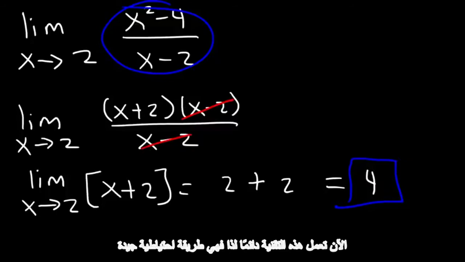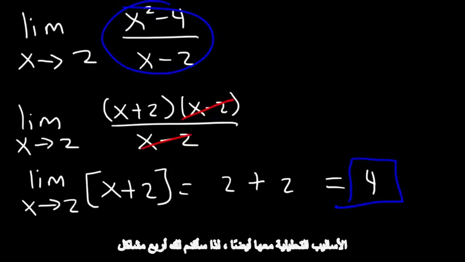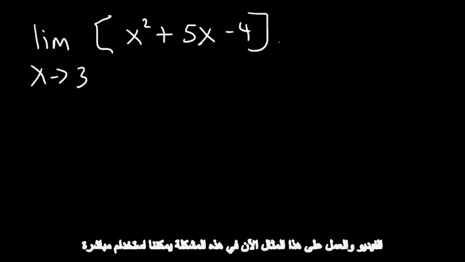Now that technique always works, so it's a good fallback method. But on a test, you may have to show your work, so you need to also learn the analytical methods as well. So I'm going to give you 4 problems, and I want you to evaluate the limit. So let's start with this one. What is the limit as x approaches 3 of x squared plus 5x minus 4? Feel free to pause the video and work on this example.